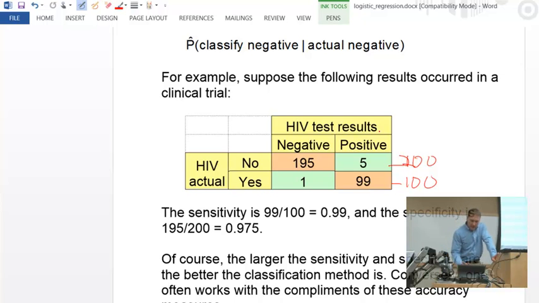So in this particular case, given truly HIV positive, the test detected 99 out of 100 as being positive. So the sensitivity is 0.99. For the specificity, out of the 200 people that were HIV negative, they got 195 right. So in this case the specificity is 195 divided by 200, 0.975. That's how you calculate the sensitivity and specificity of a classification method in general.